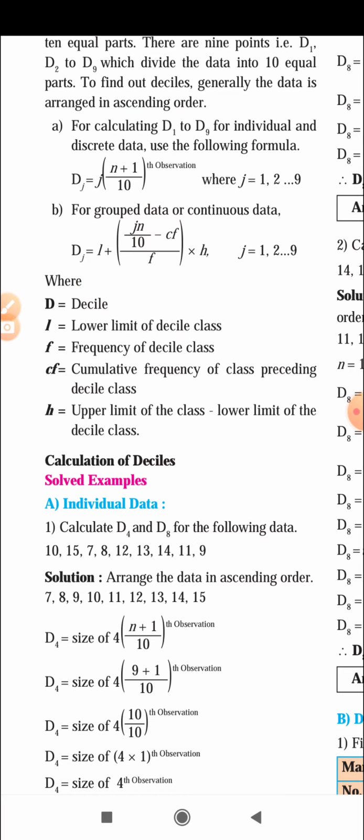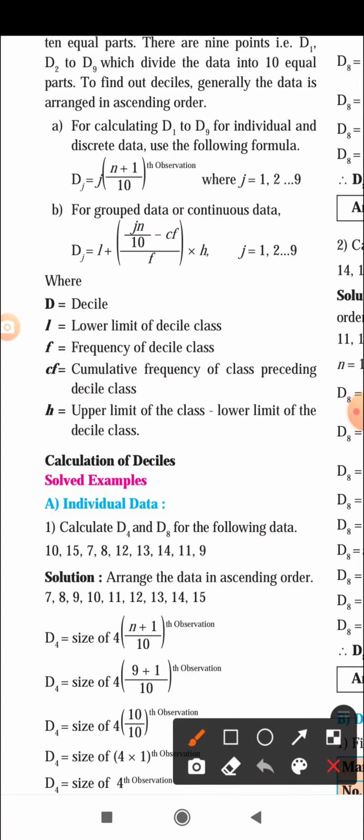Here D is for deciles, L for lower limit of the decile class, F for frequency of decile class, Cf for cumulative frequency of the class preceding the decile class, and H is upper limit of the class minus lower limit of the decile class. So these are the formulas for calculation of deciles under individual, discrete and continuous series.